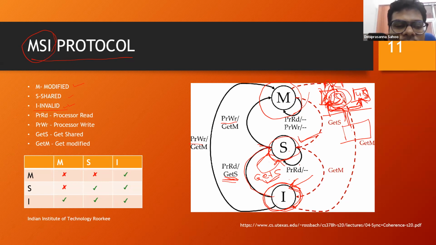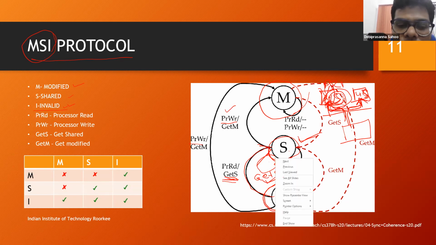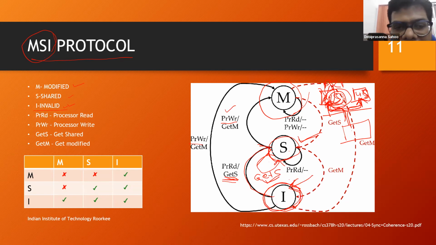But the problem starts when you or I start writing into it. The moment I start writing into it, I will generate a processor write. Because I am in shared state, I cannot write into the cache, because if I write into the cache, it might not be visible to you. So for that, I need to get permission from you. So as I ask you for permission, I will send a get M to the bus. Now, the moment the transaction reaches the bus, you are also listening to the bus. You will see the transaction that there is a get M signal.